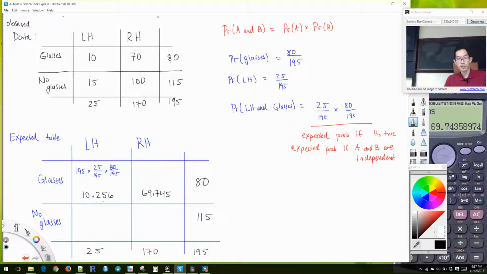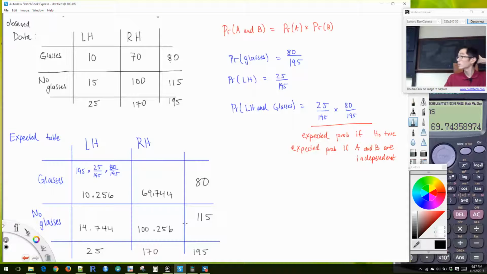Okay, and if this and this have to add up to 25, then I know this has to be 14.744. Sorry. And if these two have to add up together, then this should be 100.256.